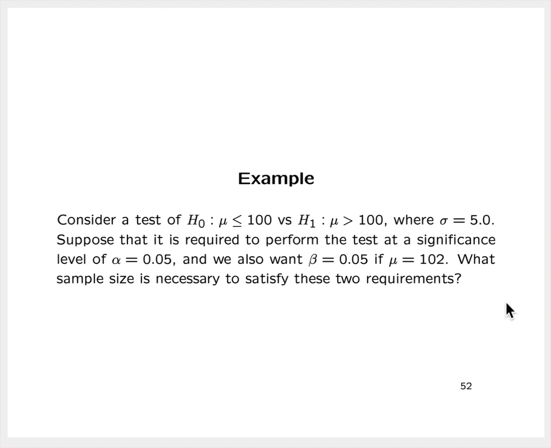Now let's look at another example. So consider again this right-tailed test, the null hypothesis being that mu is less than or equal to 100, against the alternative that mu is greater than 100, and where sigma is equal to 5. Now suppose that it's required to perform the test at a significance level of 0.05. But we also want beta to be 0.05 if mu is equal to 102. So what sample size is necessary? What's the smallest sample size that would satisfy these two requirements?